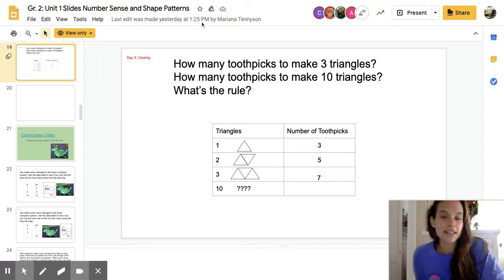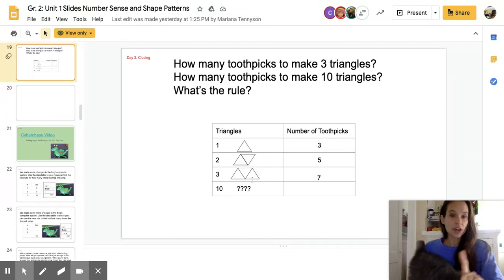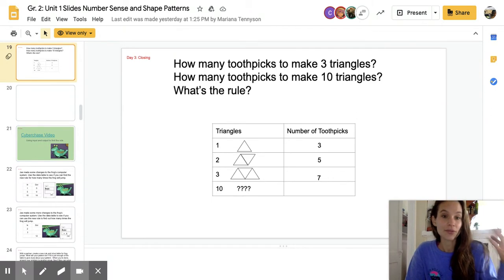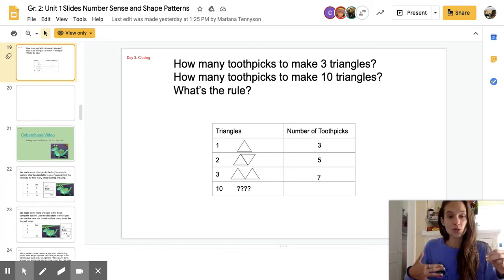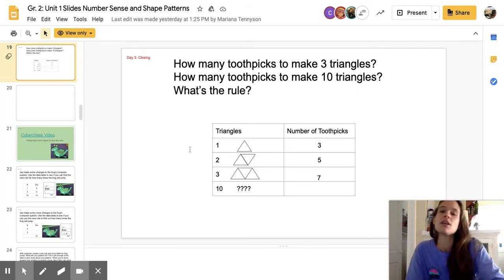Yesterday, we talked and discussed triangles, and some of you had your own toothpicks that you used. Some of you just drew triangles, but we talked about how once you had one triangle, it took 3 toothpicks. And if you wanted to have 2 triangles, all you had to do is add 2 more toothpicks, and then you would have 5. With 3 triangles, you would add 2 more toothpicks, and then you would get 7. So really what the rule was for that is actually +2, right? Each time you added another triangle, we had to add 2 more toothpicks.